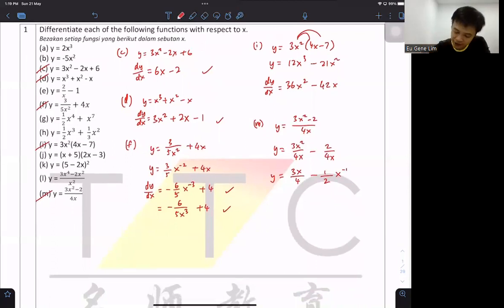So now ready, now you can differentiate. Power 1, 1 times 3 is 3. So 3 over 4, and then 1 minus 1 is 0, x power 0, no need. Then negative 1 times negative 1 over 2 becomes positive 1 over 2, x power negative 2, like that, understand?